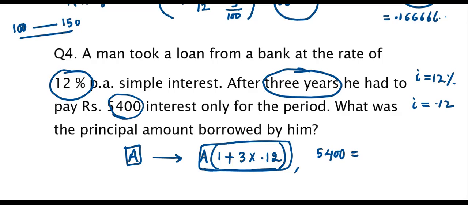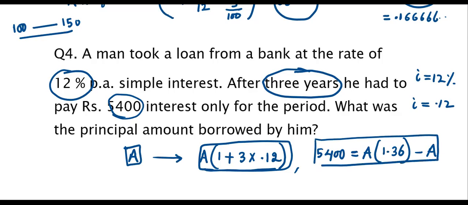A multiplied by 1.36 minus A. That is the extra amount. If you solve this equation, you will be able to get the value of A. You can check it. A should be equal to 15,000.